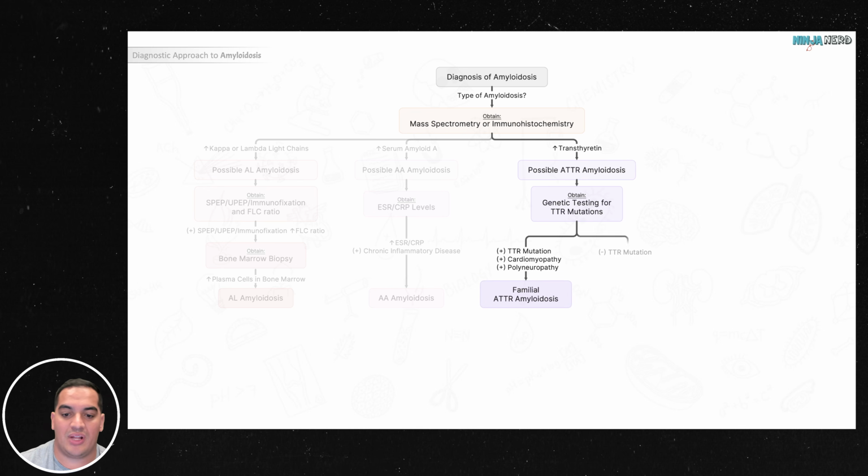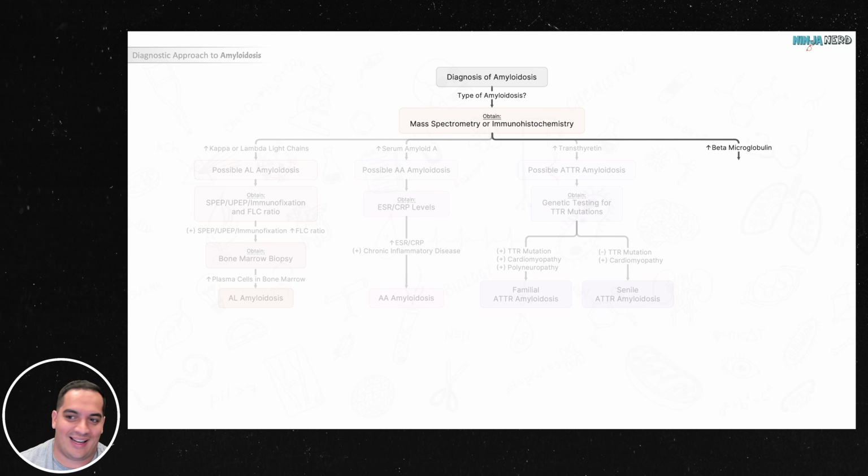But if it comes up where they don't have the TTR mutation, but they do have some cardiomyopathy, again, usually no significant amounts of polyneuropathy, that suggests the senile ATTR amyloidosis. And then lastly, you can bet that if there's lots of beta-2 microglobulin, that would be a possible A beta 2. So how do we really determine that? There's a couple different ways, but oftentimes we just check a beta-2 microglobulin level.